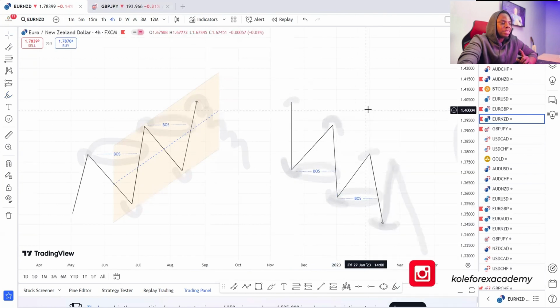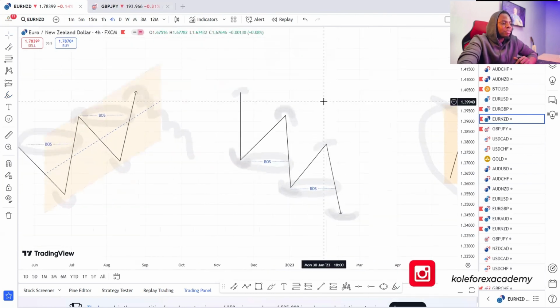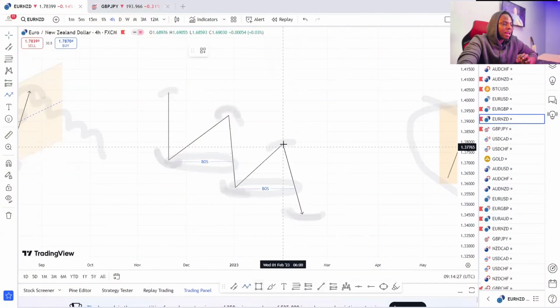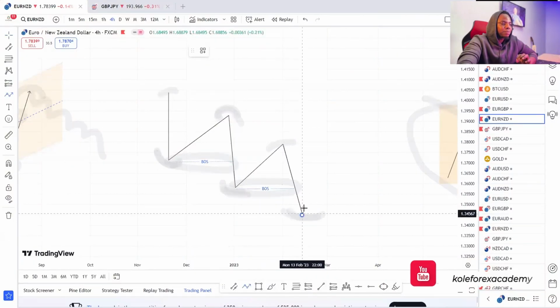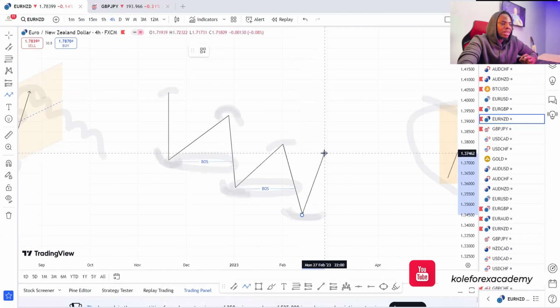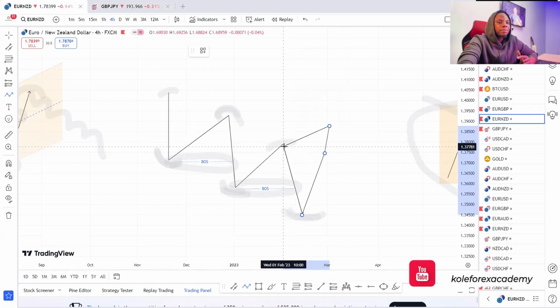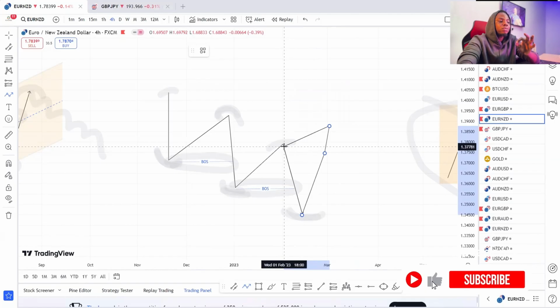When we are talking about change of character, let me quickly show you something. Now, the condition for me to have a change of character is when I have this impulse movement to the downside and I expect to retrace a level here to get a new lower low, and the market chooses to go above the previous high. That's a shift in the market, because the rule for a downtrend is for the market to continue to create a lower low and a lower high.